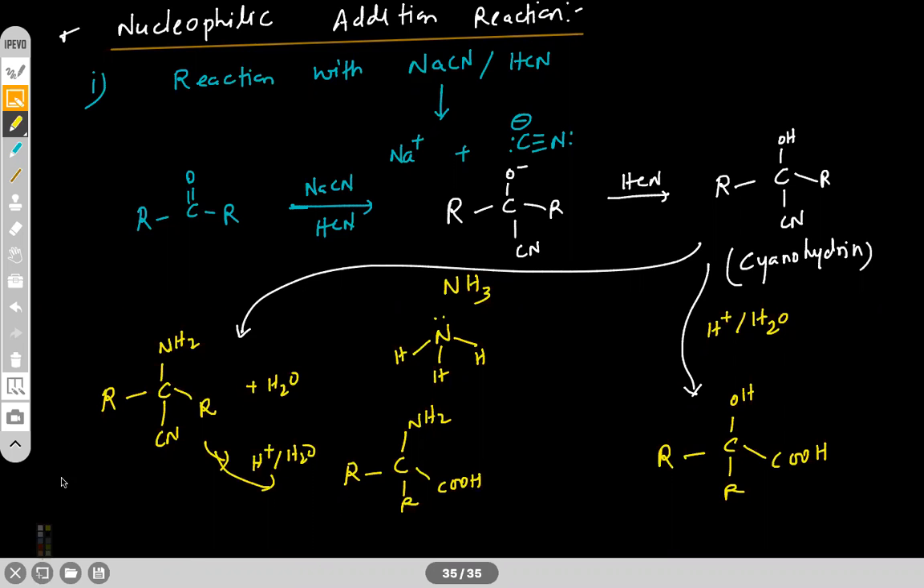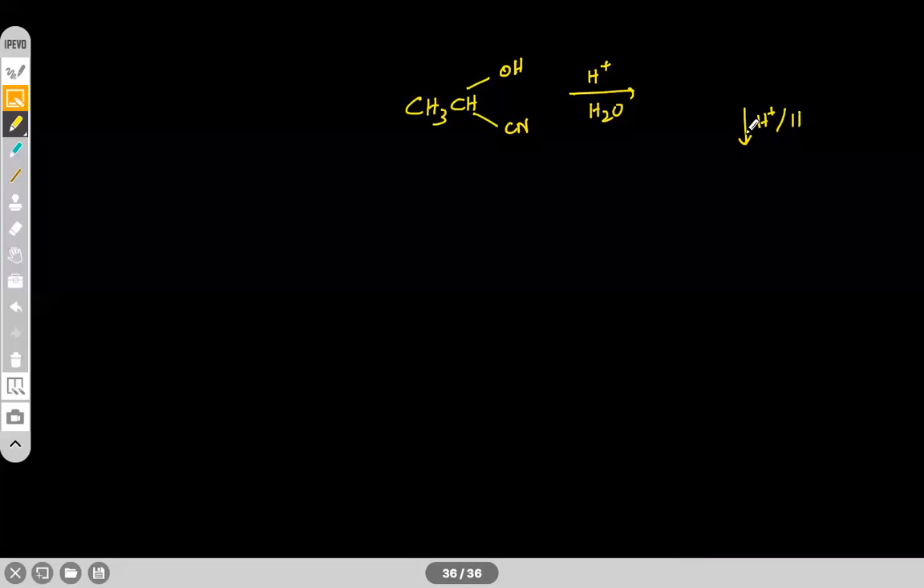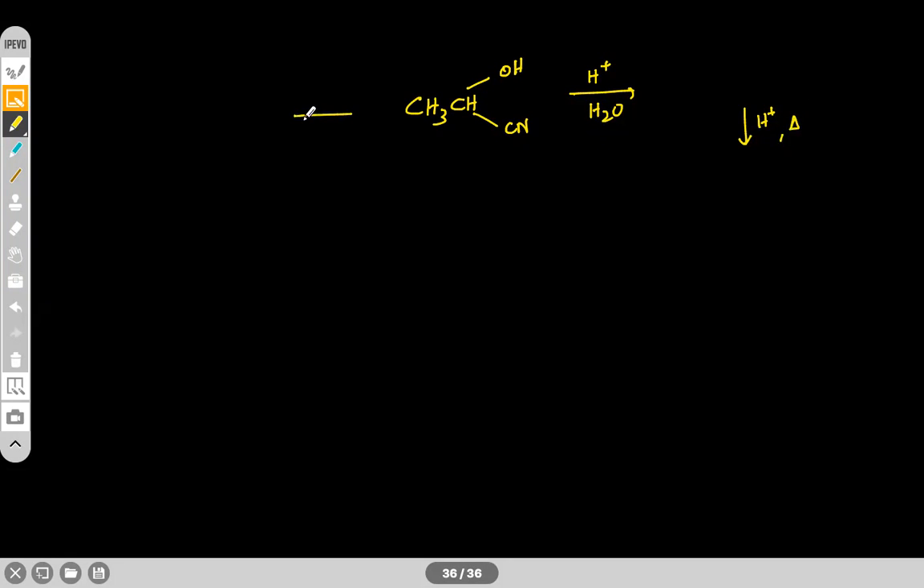Okay, now you see this here. Suppose we have a cyanohydrin, CH3CH, OH, and CN, for example. This on acidic hydrolysis. And the product that we get, we are heating it in presence of an acid. This with NH3, and the product that we get here, we are doing the acidic hydrolysis of it. Write down the product in these reactions.